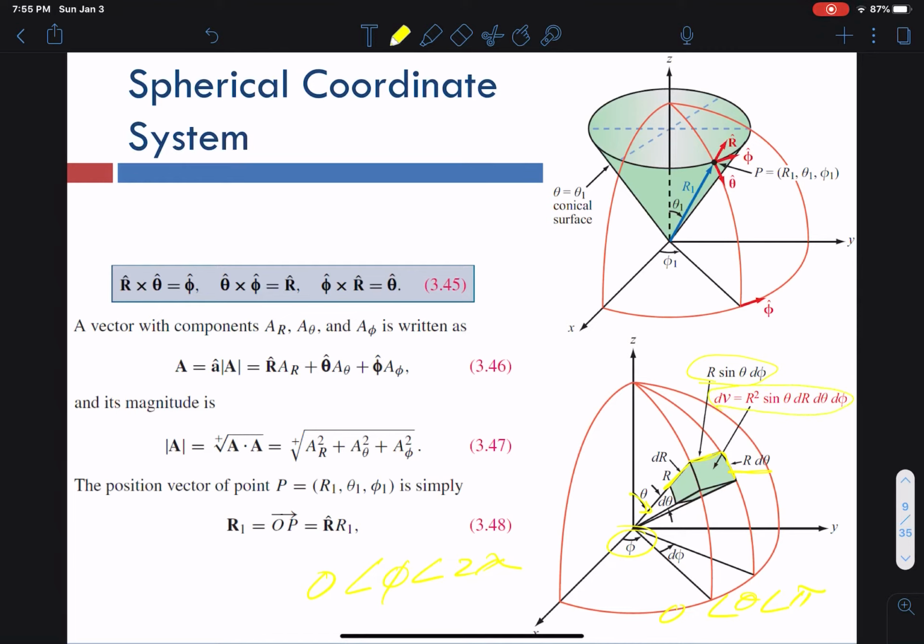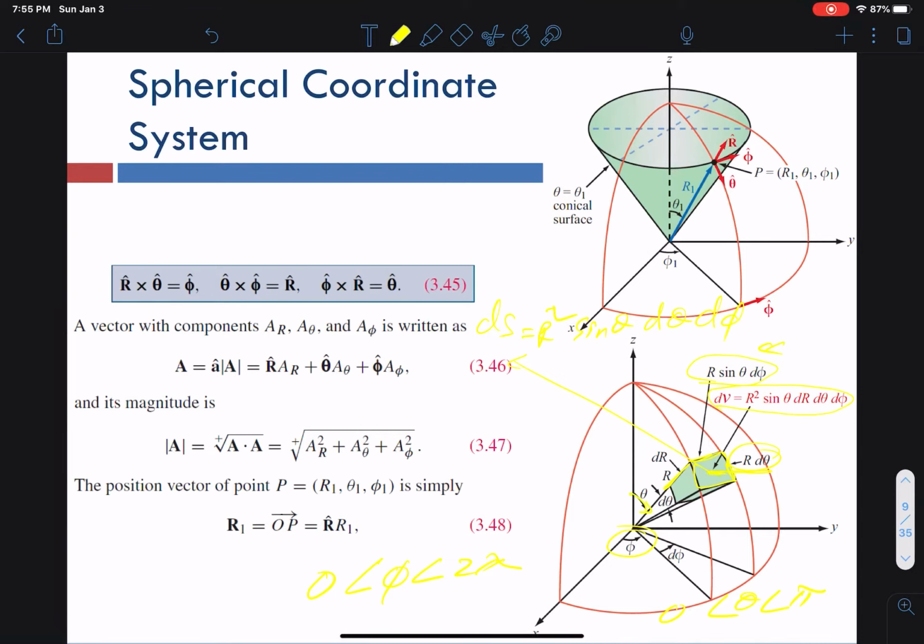If you try to find the area of this surface here, let's say it is dS, it would be multiplying this side with this, right? So it would be r² sin θ dθ dφ, right? So that's the area right here. These are the two important things, the volume and the area on the surface.